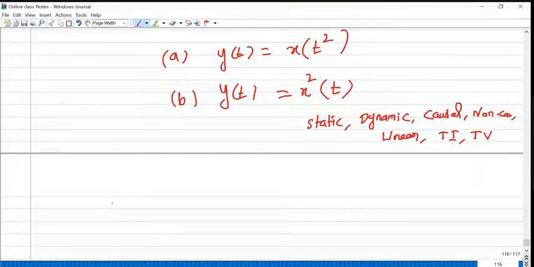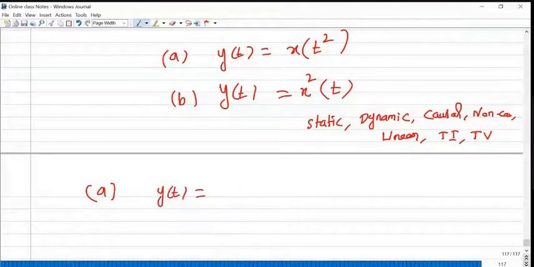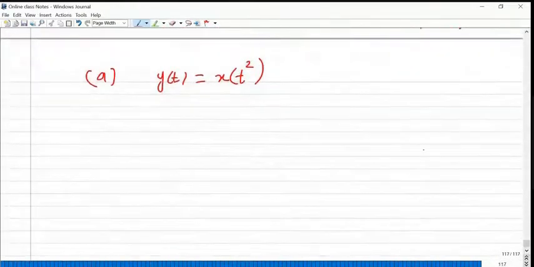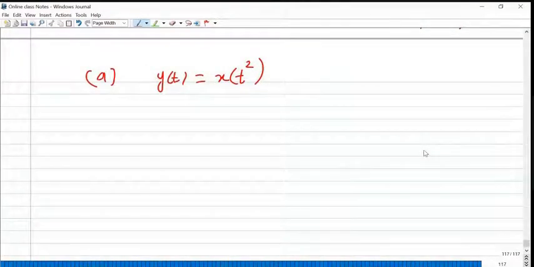What is static dynamic? Let's say first problem, y of t equal to x of t square. Is it static system? Can anyone comment on this? What is static system? Output of the system at all the time depends on present input only. Then the system is static system. By looking at this equation, can we write whether the system is static dynamic directly? Please respond.